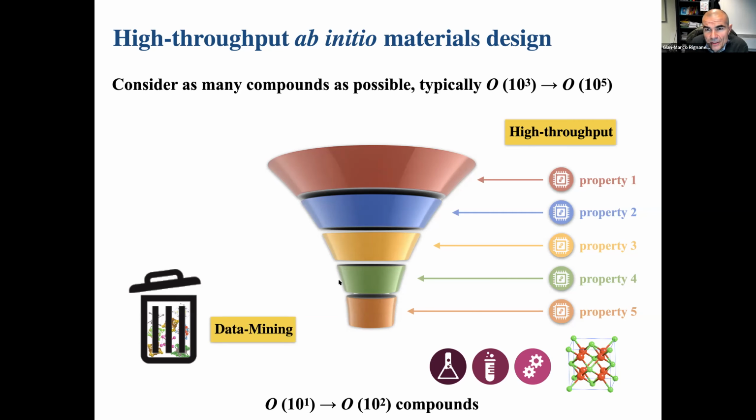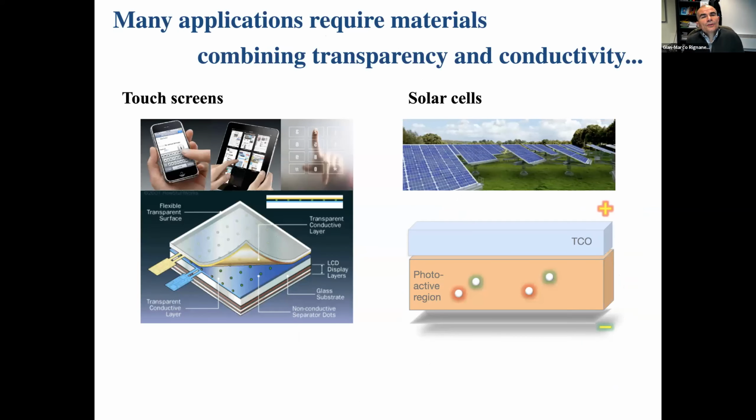In the case of an application, which is the need for materials that combine both transparency and conductivity. Such materials are needed in touch screens where you want to see what's coming from the screen, so it has to be transparent. But at the same time, when you touch your screen, you want something to happen, and so that needs to be conducting.